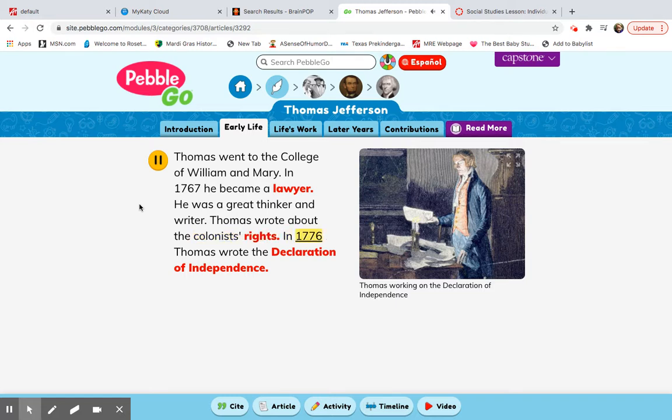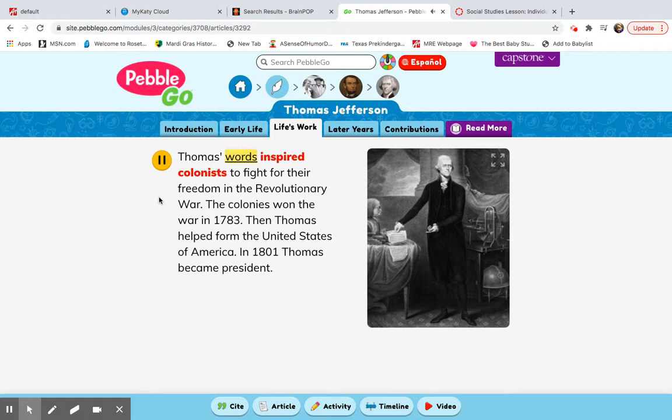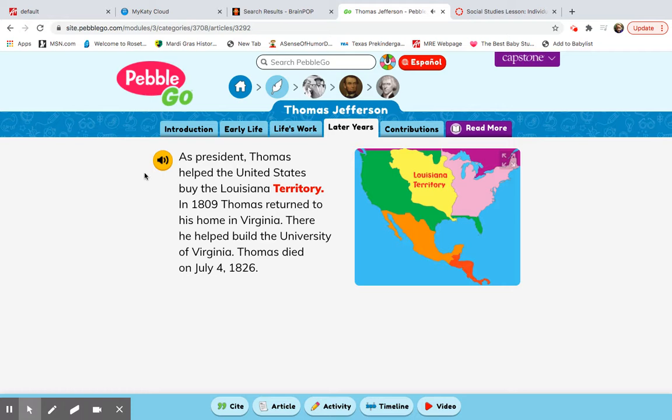In 1776, Thomas wrote the Declaration of Independence. Thomas's words inspired colonists to fight for their freedom in the Revolutionary War. The colonies won the war in 1783. Then Thomas helped form the United States of America. In 1801, Thomas became president. As president, Thomas helped the United States buy the Louisiana Territory. In 1809, Thomas returned to his home in Virginia. There, he helped build the University of Virginia. Thomas died on July 4th, 1826.